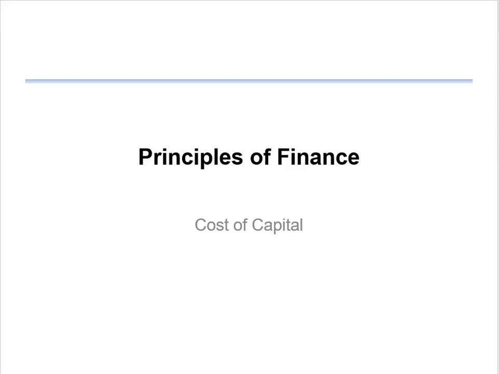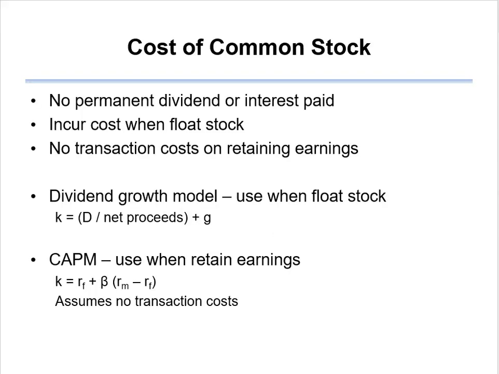All right, so let's continue with cost of capital. We've talked about the cost of bonds. Let's take a look at the cost of common stock. Now, common stock doesn't pay interest. There's really no permanent dividend, so we're going to have a little difficulty looking at that. But when we do sell it, there is flotation costs.